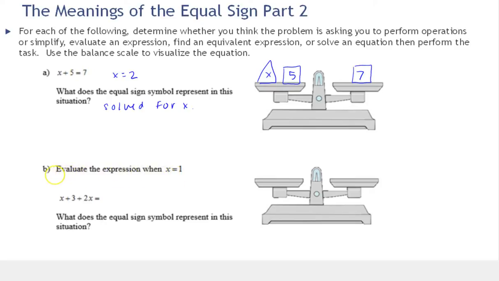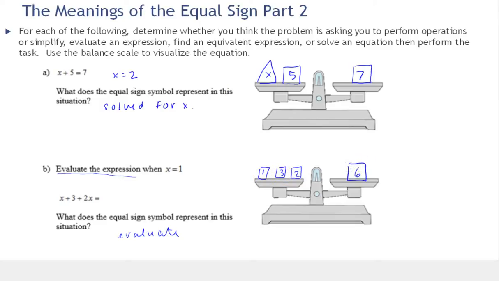So here we're explicitly told to evaluate, so we know that the equal sign means to evaluate, which is replacing the variable with the given number. And I will just do that here. So we have, instead of x, I wrote a 1, 3, and now we have 2x, which would be 2 times 1, which is 2. So this left-hand side adds up to 6.